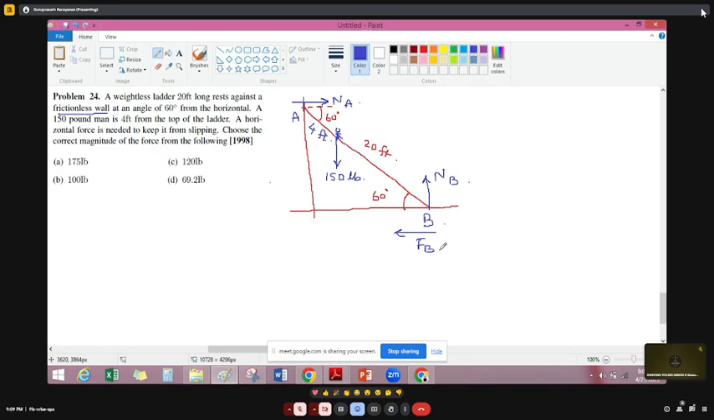Any doubts so far in the diagram? So they said weightless ladder. That makes our life much easier, because if they said there is a weight for the ladder, I would have to include one more W here, from the center of this. But luckily in this problem they didn't say weight is there, so it is a weightless ladder. That means I don't have to worry about the weight of the ladder.